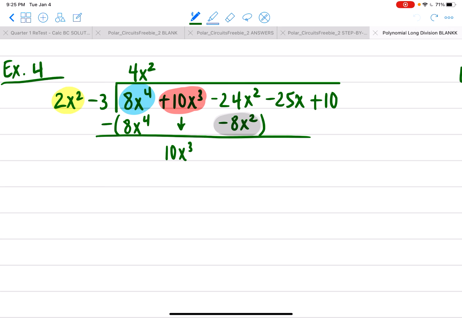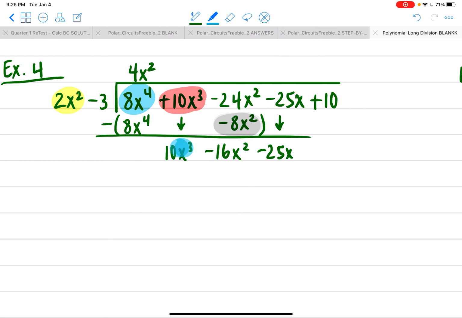This is 0, but I'm not going to write it. And then we have negative 24x squared minus negative 8x squared. That's really plus 8x squared, so that's going to be minus 16x squared. So negative 24 plus 8 would give you negative 16. Okay, bring down the next term and repeat the process.